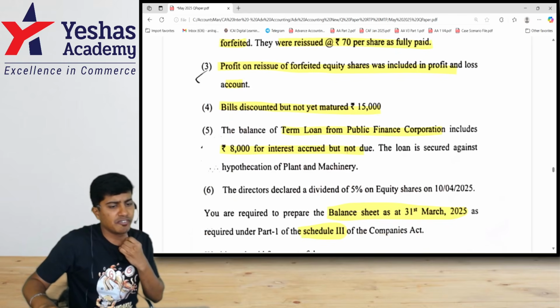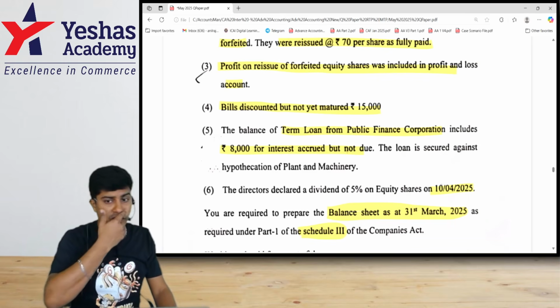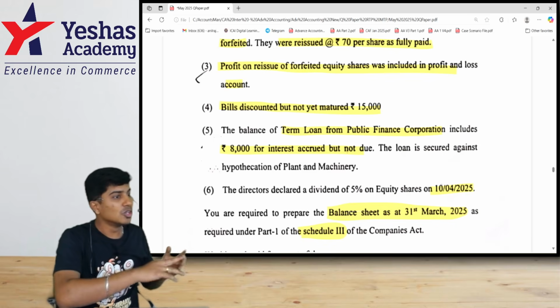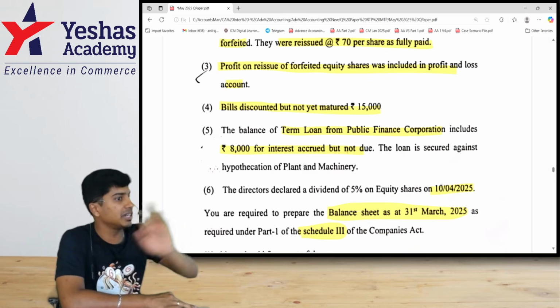Directors declared a dividend of 5% on 10th of April 2025. Shabash. The year is ending on 31st of March 2025. When have they declared the dividend? 10th of April. Was there a condition existing on the balance sheet date? No. So this is an event occurring after the balance sheet date for which no adjustment is required.